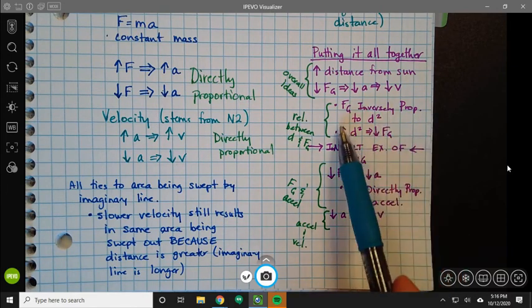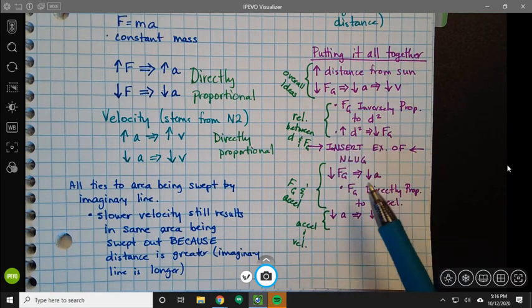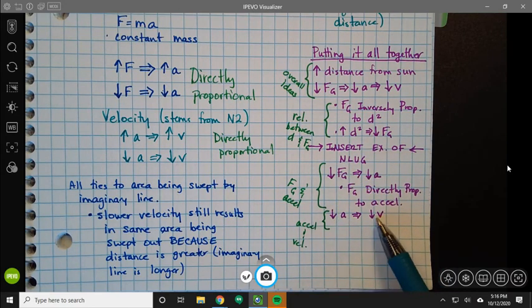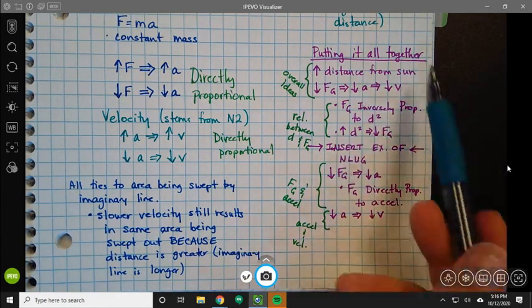Now, all of this is true for the opposite as well. So if you have a high force of gravity, you'll have a high acceleration. If you have a high acceleration, you'll have a higher velocity. So you can kind of look at this from both directions.